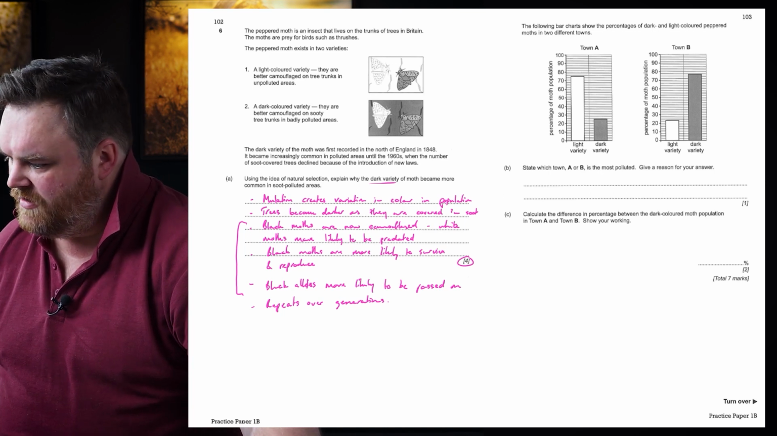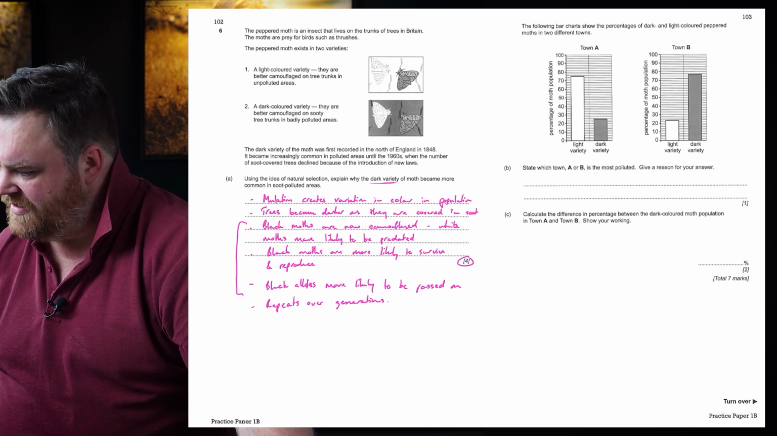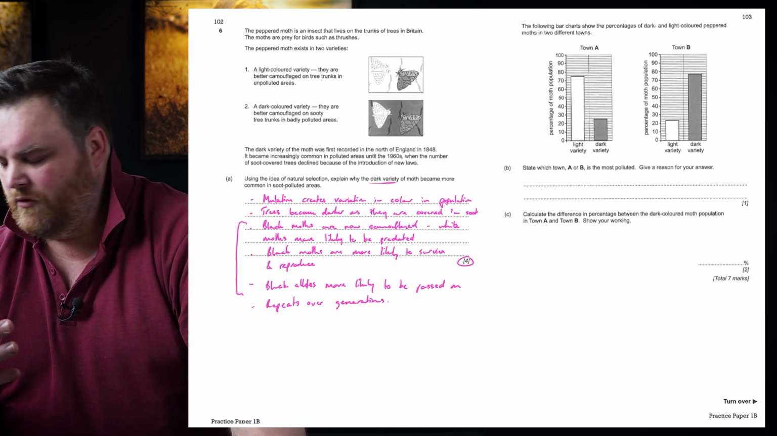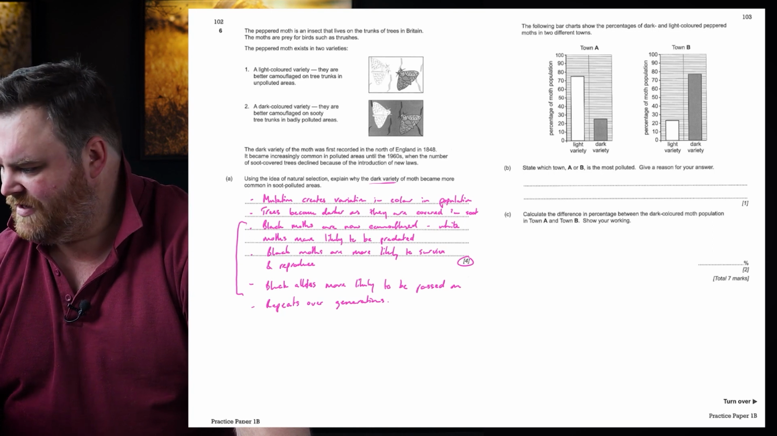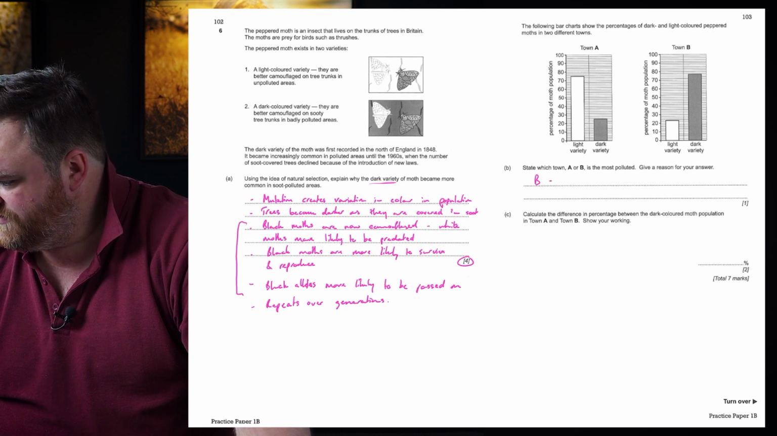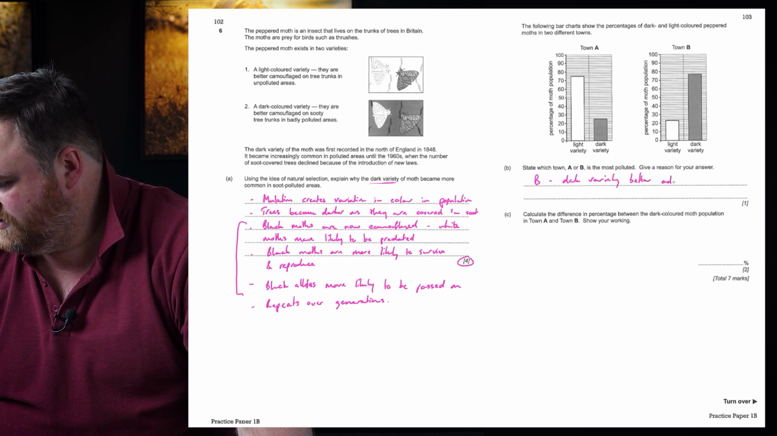Okay, so the bar charts on the right hand side, we've got the percentages of dark and light coloured moths. This is in two different places. We've got town A, town B. Which one's the most polluted? Well, the most polluted one is likely to be the one where we've got more of the dark variety because they are camouflaged, they're better adapted. So B will be most polluted. Give a reason for your answer. Dark variety is better adapted to polluted areas because it is camouflaged.